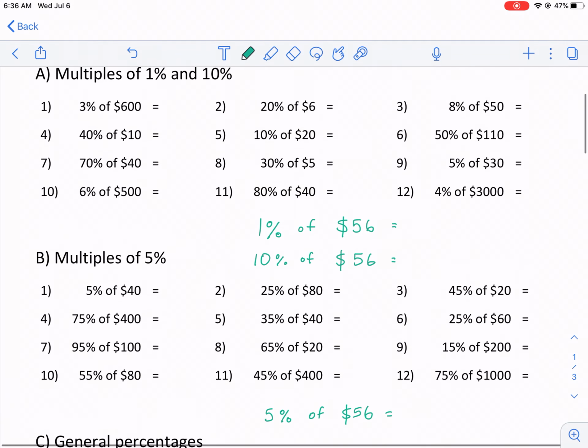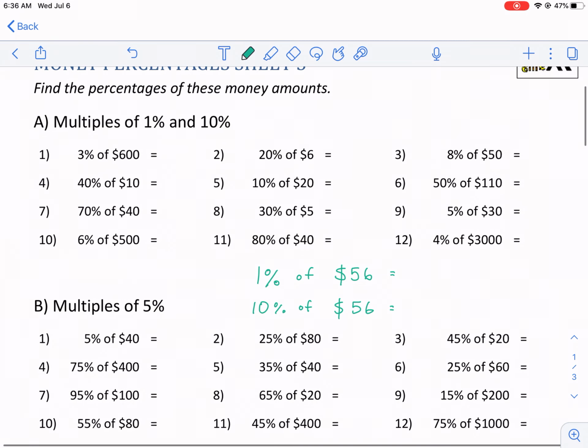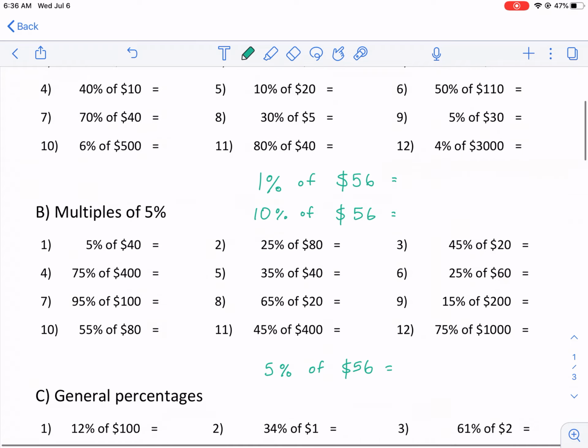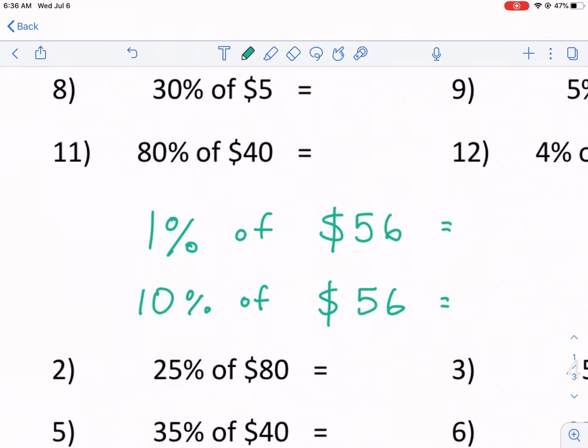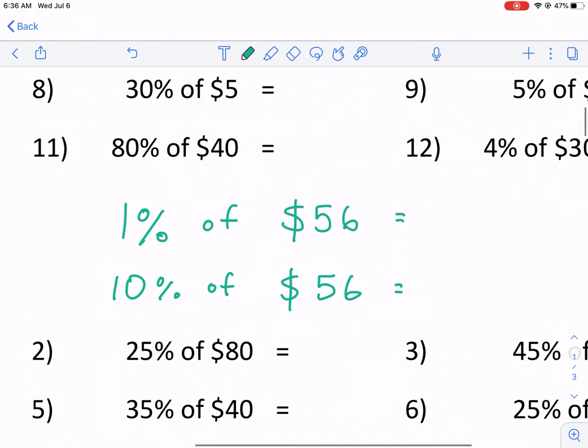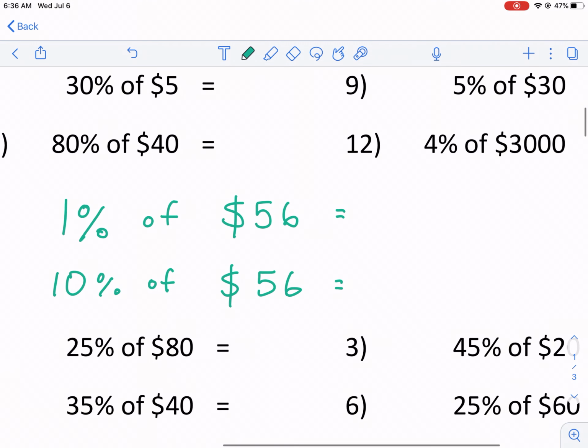So we have different setups here for this worksheet. Well laid out. We have multiples of 1% and 10%, multiples of 5%, and then general percentages. So I'm going to go ahead and walk you through first how to take 1% of a number. It's pretty simple, way more simple than you might think. So we have 1% of $56. That's my example.